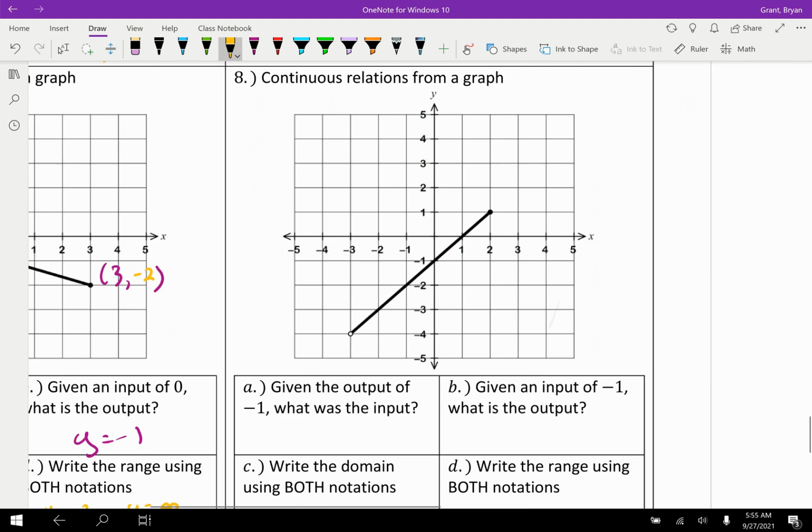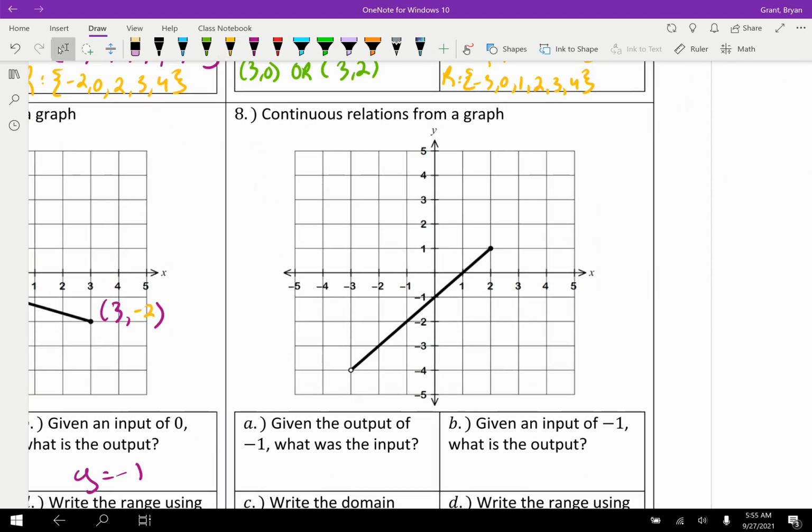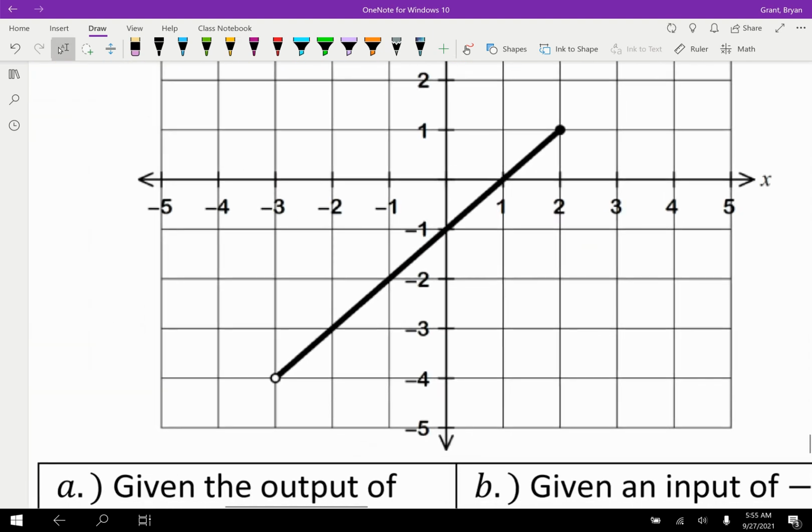Last but not least, again, it might be kind of hard to see on your paper, so just zooming in, we have a closed circle up here at the x value of 2, y value of 1, and we have an open circle down here that has a y value of negative 4 and an x value of negative 3.